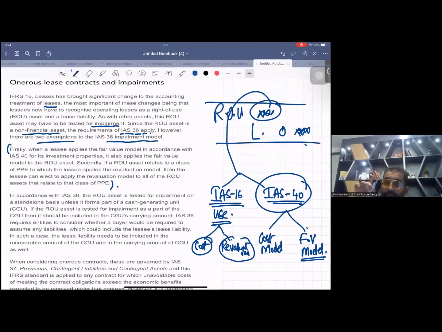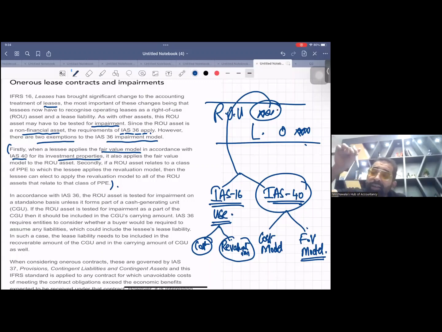Firstly, don't sleep now. Look at the screen very carefully. Firstly, when a lessee applies the fair value model in accordance with IAS 40 for its investment properties. Now hold. See, let us say you bought a property. See the case. You bought a property on lease and you made the entry ROU debit and lease obligation credit.